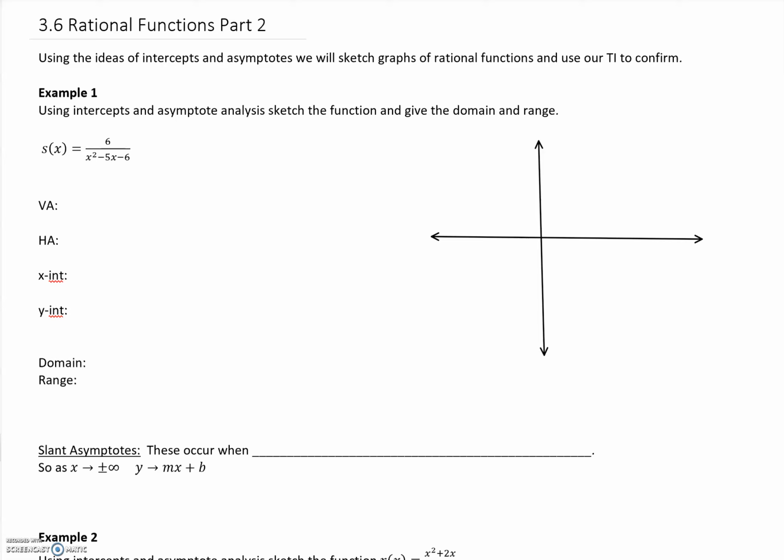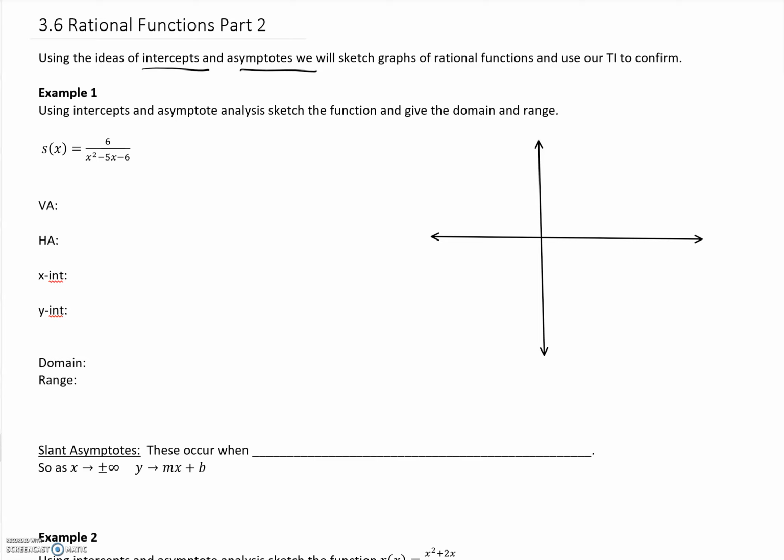So in this section, we're just going to use the ideas we developed in the previous videos with intercepts and asymptotes. And we're going to use those to get a sketch of the rational function. Then we're going to look at our TI to confirm that it looks like what we got.